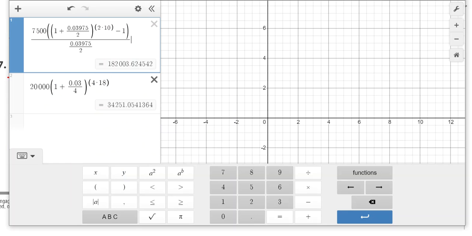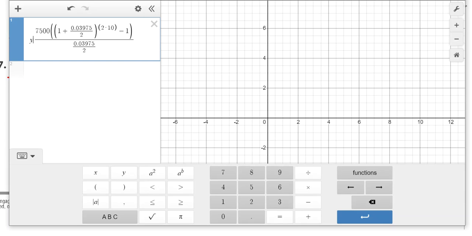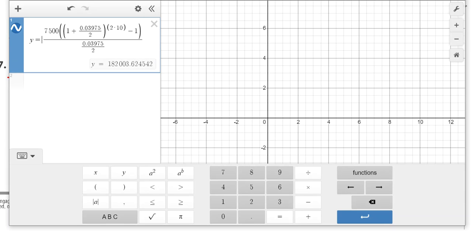I don't need this calculation anymore, so I'm going to erase that. And for good practice, I'm going to move my cursor out front and write y equals, just to make this an equation. We've got y, which represents our total amount. Our total amount is equal to, and we're going to use our x-axis as our independent variable, so we'll change 10 to the letter x.